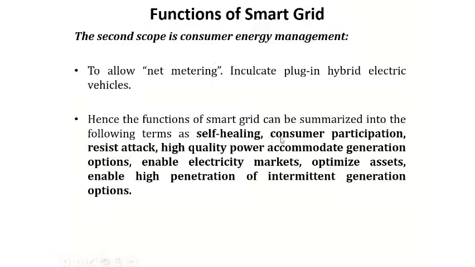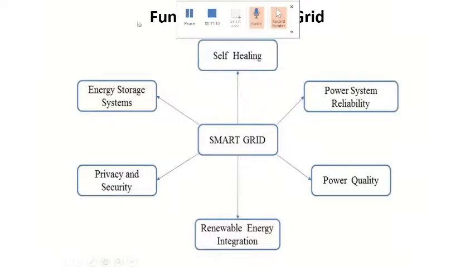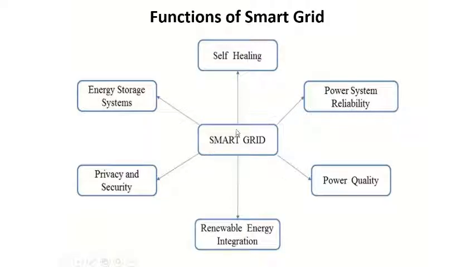Then self-healing, consumer participation, resistance to attack, and high power quality, accommodated generation options. These are again net metering. These are the options consumers can have in terms of energy management. So if we talk about energy management, these will help the consumers to manage their energy effectively. So basically, we can find that the power system has the following functions to do: self-healing, improving power system reliability and power quality, integrating renewable energy, giving more privacy and security, and incorporating energy storage systems.